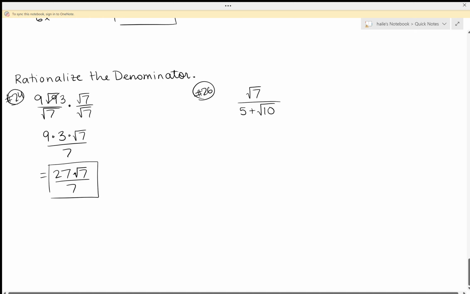Okay, so finally let's look at number 26. So notice in the denominator of this problem, we have a whole number plus a square root. That means instead of just multiplying by the square root of 10 in this case, we need to multiply by the conjugate of 5 plus the square root of 10, which is 5 minus the square root of 10. And once again, good habit to always put these in parentheses so that you remember to FOIL or distribute. Okay, so let's write this as if it's being multiplied here.